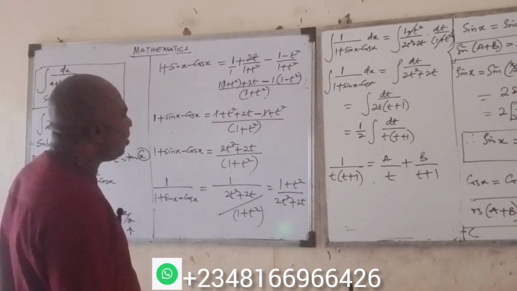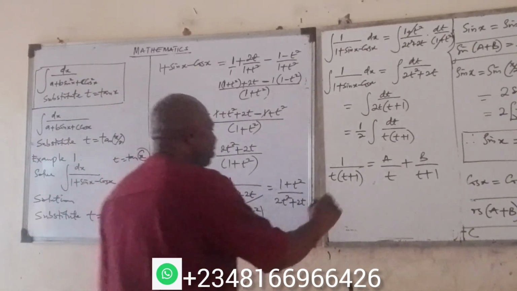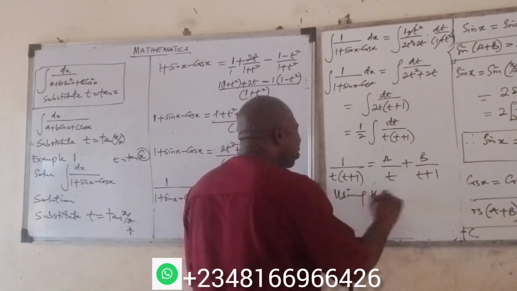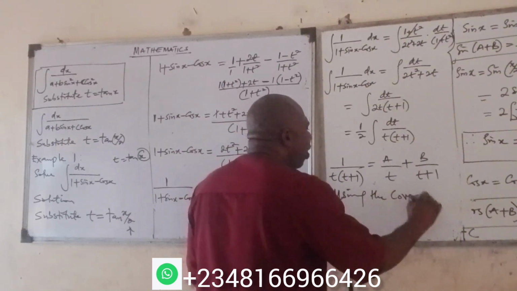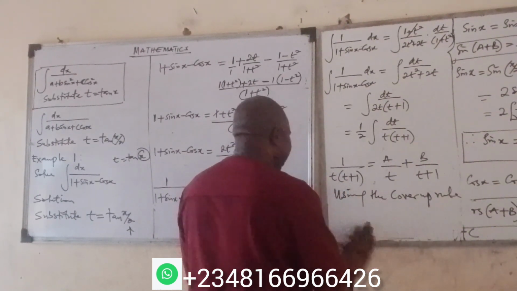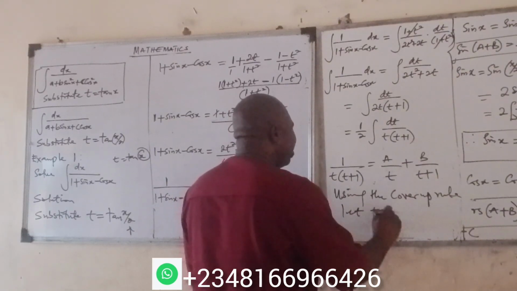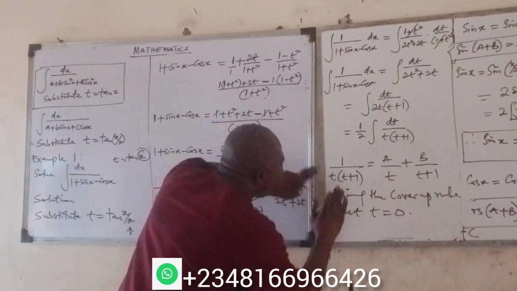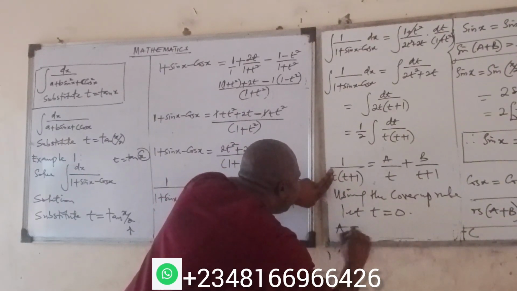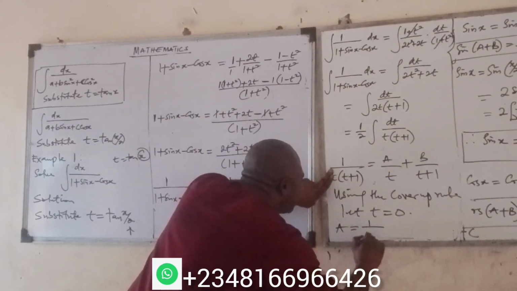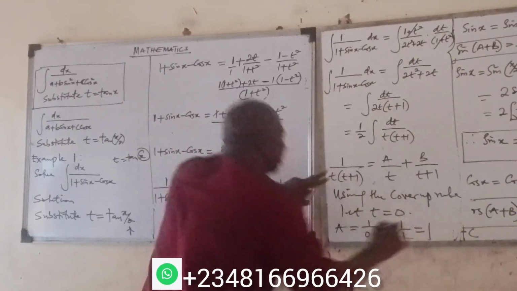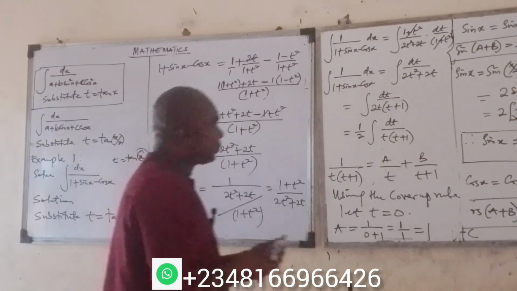Now let's look at t equal to 0, using the cover up rule. Now let t be equal to 0. If t is equal to 0, now let's close this. So if you close this, it means our A will be equal to 1 all over 0 + 1. That will give us 1 all over 1, which is equal to 1.